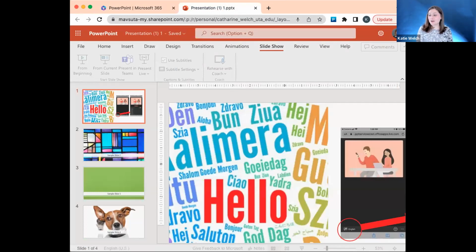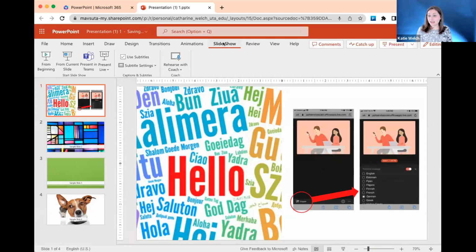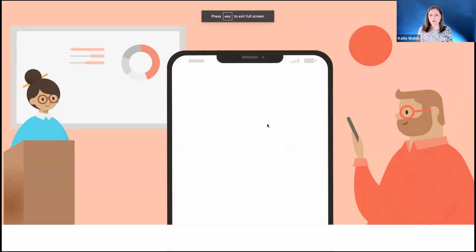And so if I were to present, for example, to a group of multilingual parents, I go into slideshow and I click use subtitles and I click present live. That's the whole step. Slideshow, use subtitles, present live. When I click present live, it's going to make an automatic QR code pop up.